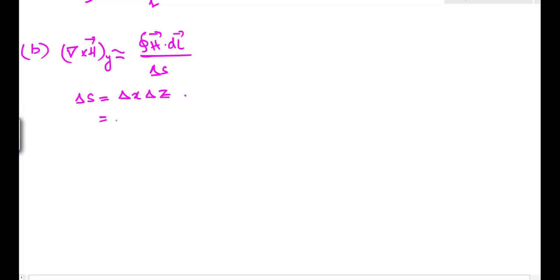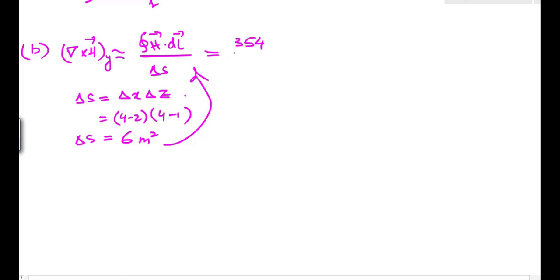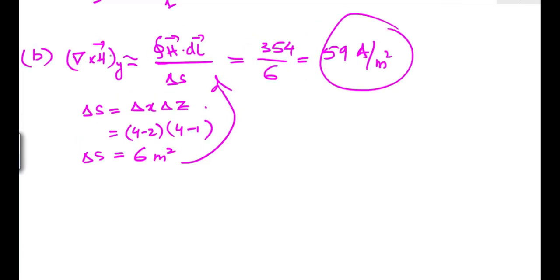The x changes from 4 to 2, the z changes from 4 to 1. So this gives you the surface area as 6 meters squared. Now putting this in this expression, we already know the value of the closed line integral from the previous part, which was 354, divided by this area, and this gives you 59 amperes per meter squared. This is the quotient or the approximation to the curl.